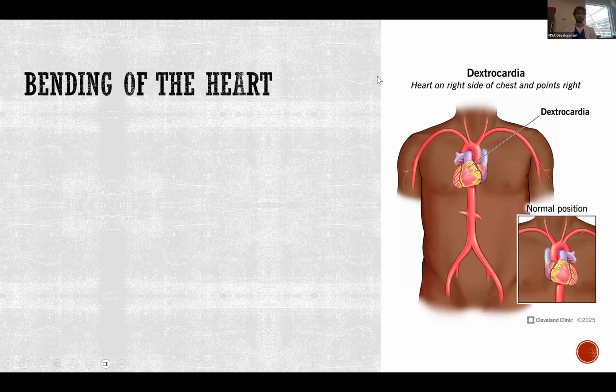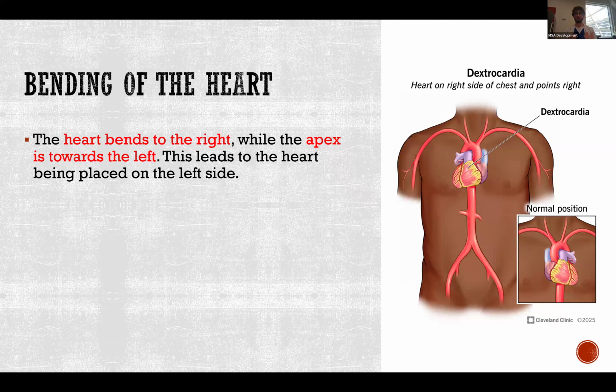Now let's talk about the bending of the heart. We know normally the heart is on the left. Why is it on the left? Because the heart will bend to the right, causing its apex to be on the left. That's why when we say our heart is on the left, we are referring to the big part of the heart, which is the apex. When the heart bends to the right, that's how the apex can go to the left side.